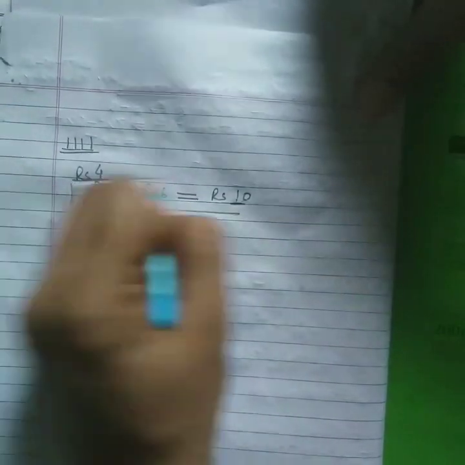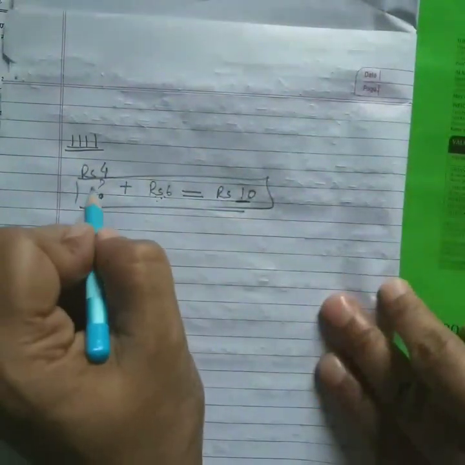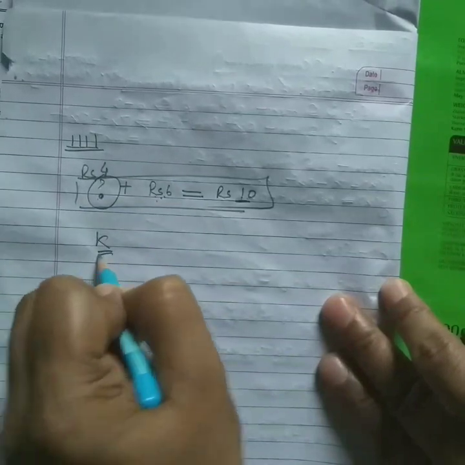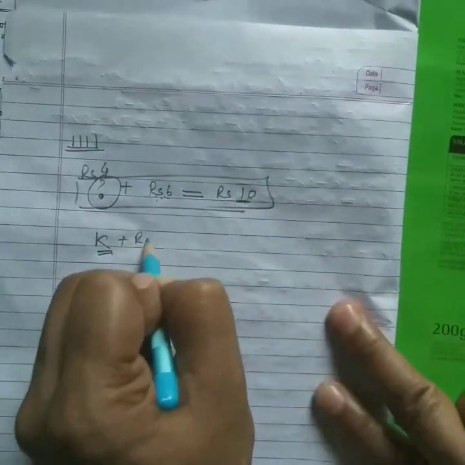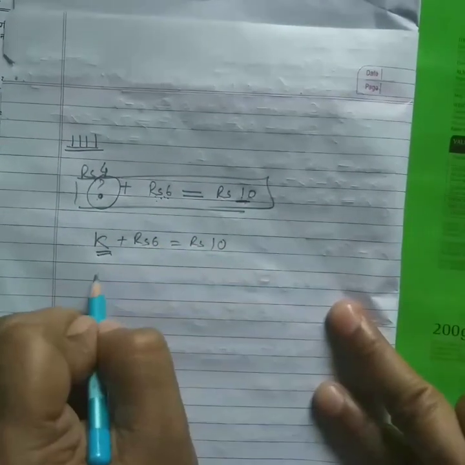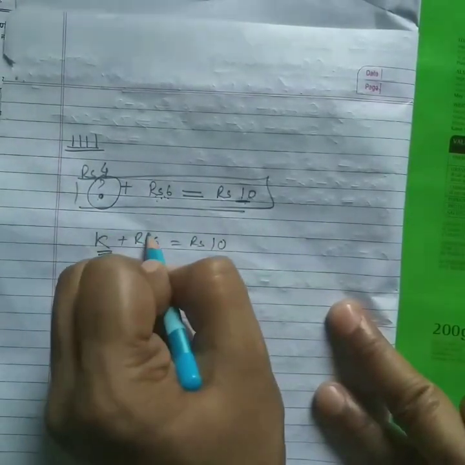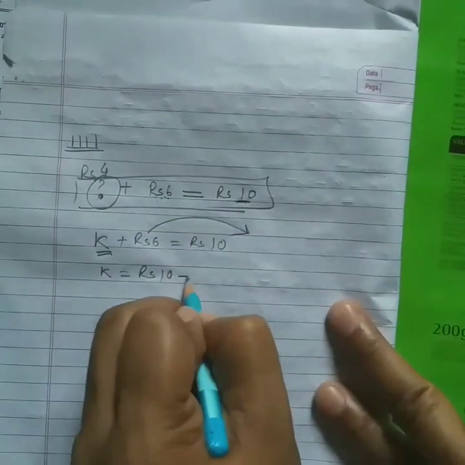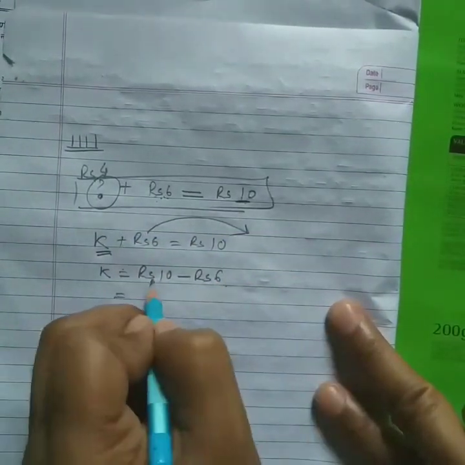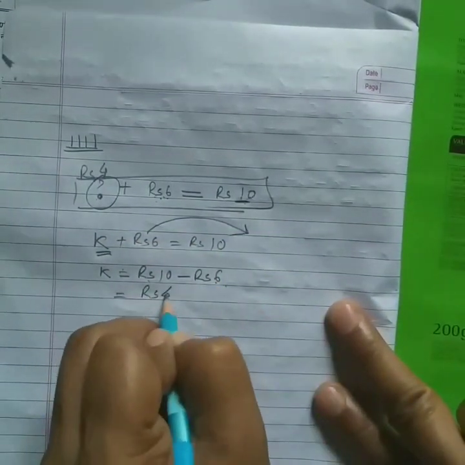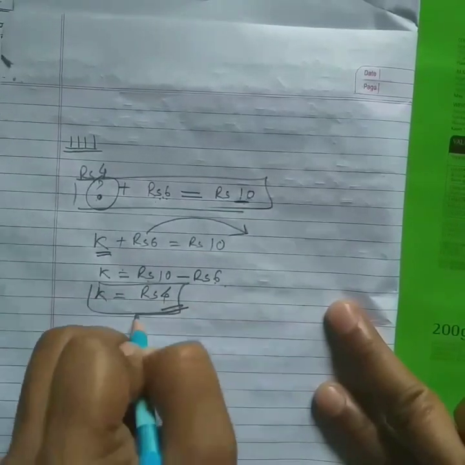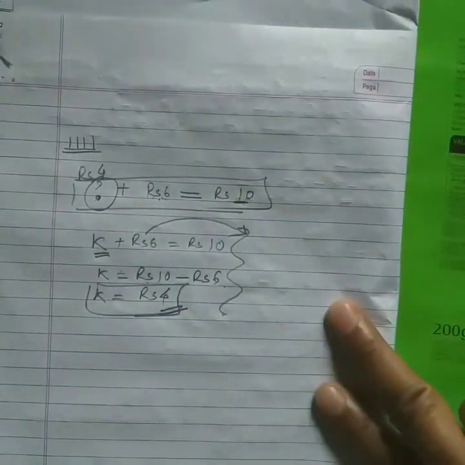But here we need to find it by solving the problem. So in place of the unknown, we will suppose k. Let k be added to rupees 6 to get rupees 10. So k plus rupees 6 equals rupees 10, or k equals rupees 10 minus rupees 6, because whenever rupees 6 goes to this side, it becomes minus rupees 6. Subtracting rupees 6 from rupees 10, we get rupees 4 as the answer. So k equals rupees 4. In this way we will solve this problem. The same strategy we will follow in this problem.